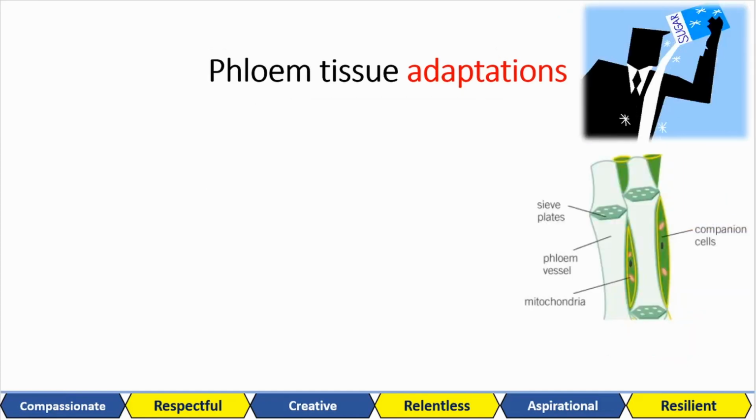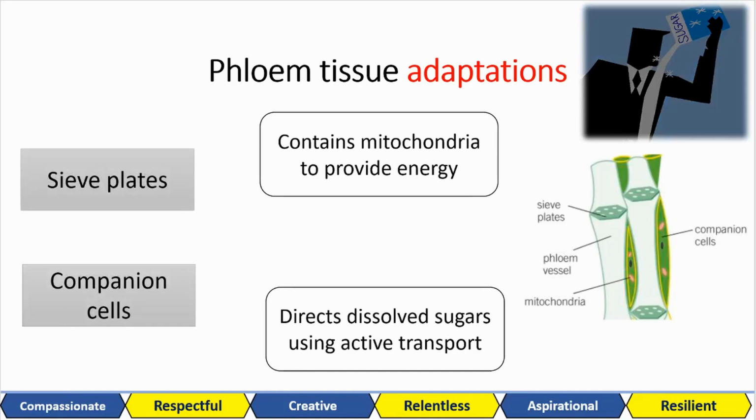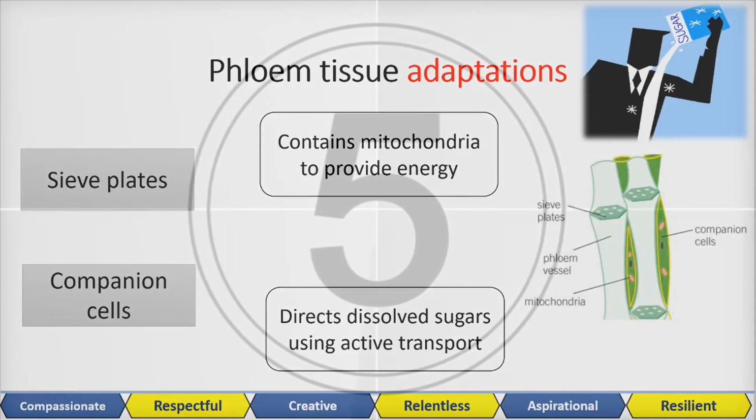But phloem tissue needs to move the dissolved sugars made in the leaves to all the cells in the plant. So they have two main adaptations to help them with this. It can't be passive like the xylem tissue. This one will be a little bit trickier, but have a go trying to match these up.